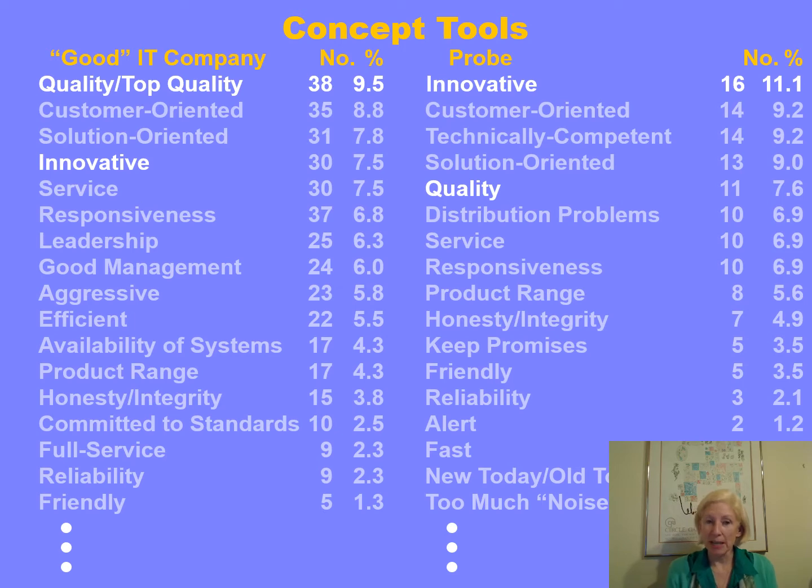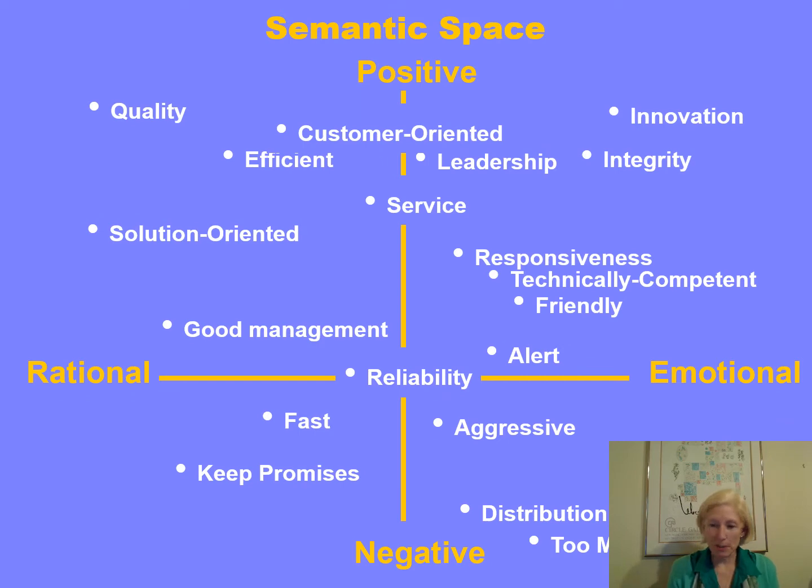When people were asked this, you can see on the first column, quality comes up on the top. But when they were asked about it in the probe, which is the anything else, you can see that innovation comes up to the top. So what we're able to do with this kind of data is parse out or separate the rational from the emotional and put it into what's called semantic space, where you look at this on the rational, emotional quadrants for whether it's a positive concept or a negative concept.